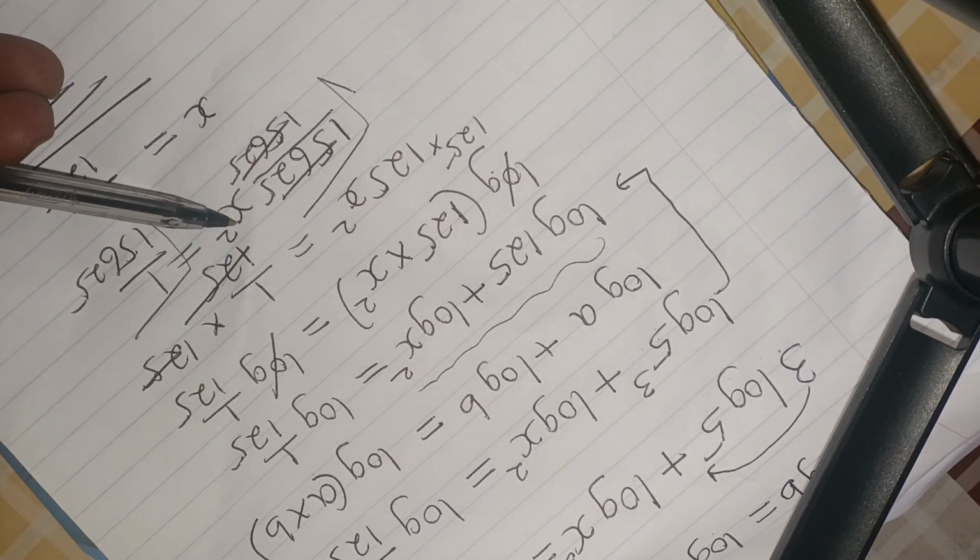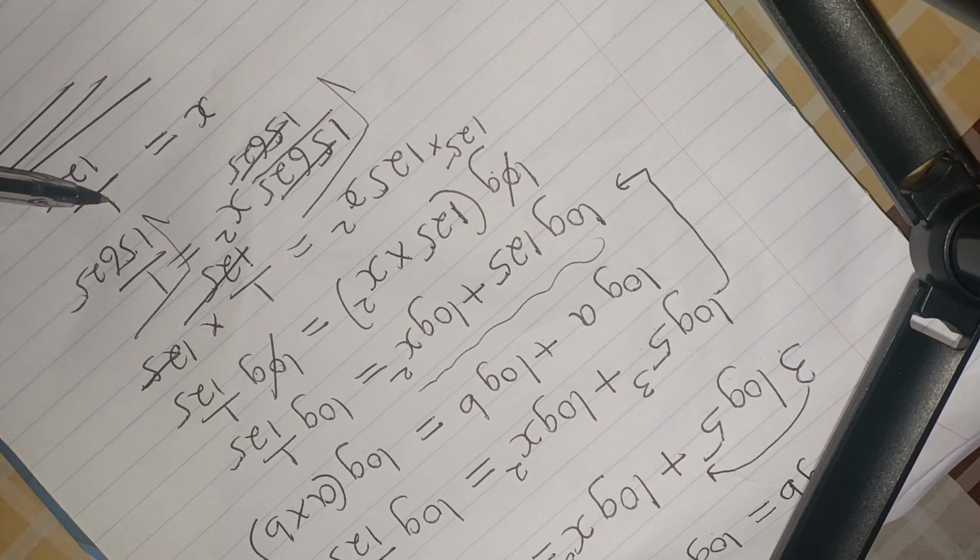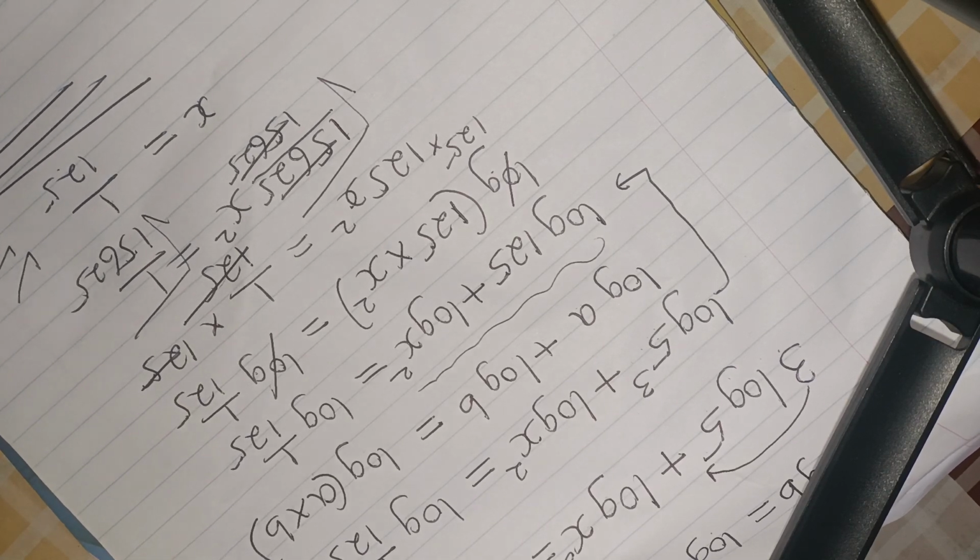The square root of x squared is x. The square root of 1 is 1. The square root of 15,625 is 125. So that becomes the value of x.